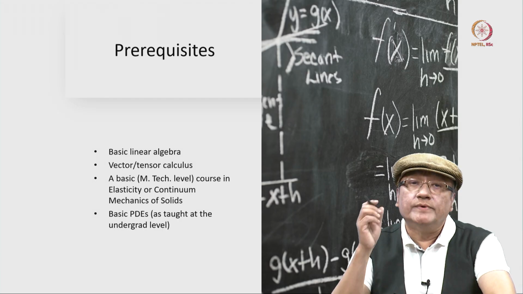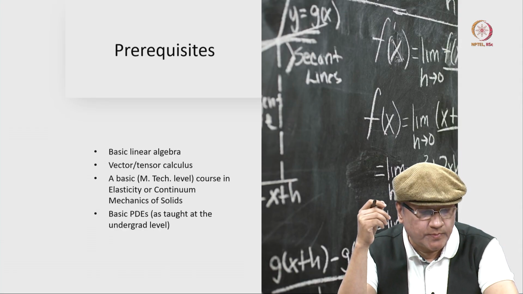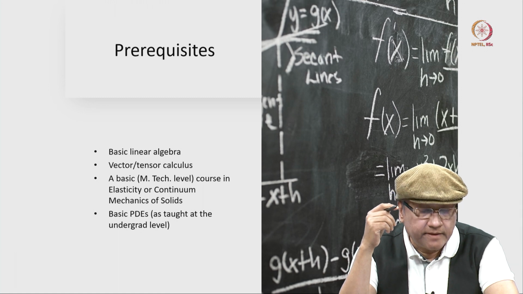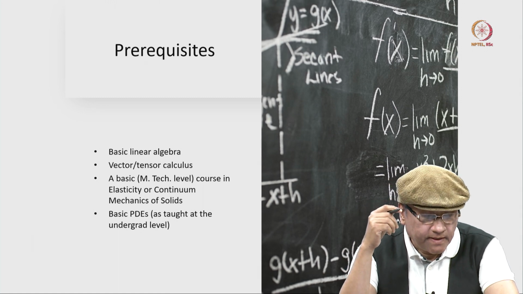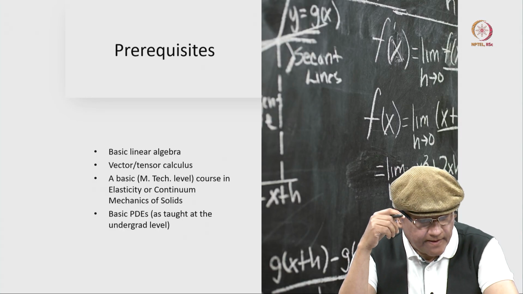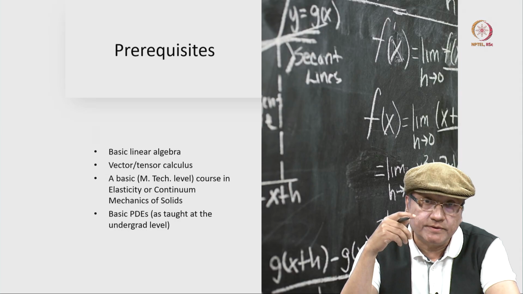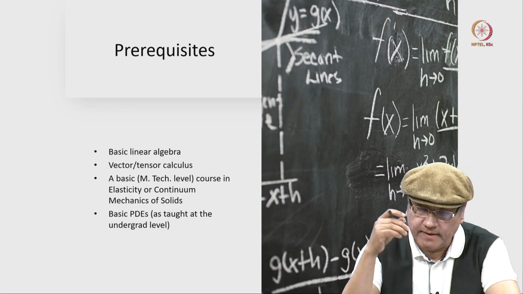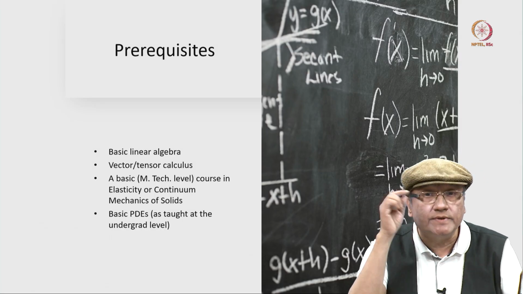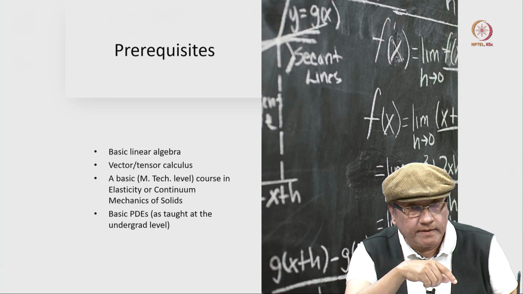So there are certain prerequisites which we need you to have to assimilate this course in the best possible manner. This includes basic linear algebra and vector and tensor calculus, also a basic MTech level course in elasticity or continuum mechanics of solids, and a basic understanding of PDEs, partial differential equations, to the level as taught at the undergrad level. So if you lack any one of these prerequisites, then you can look up the NPTEL lectures by others and get yourself up to date.